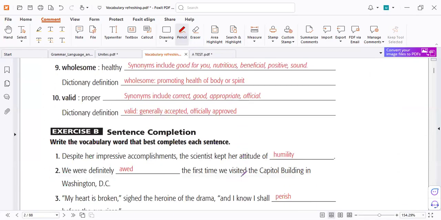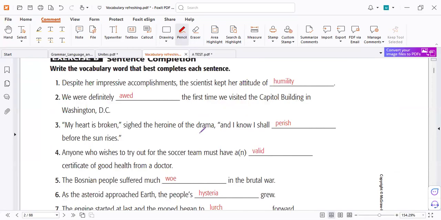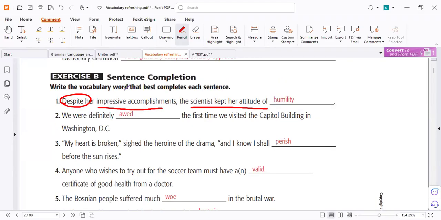And after that, you will find some sentences to help you. When you read, always find the techniques. For example, despite this part, opposite to this part. She did an impressive accomplishment, so she must be proud. She must be proud, of course. But here's the opposite. So what is the opposite of being proud? To be not proud. So lack of pride. So humility is the best answer.